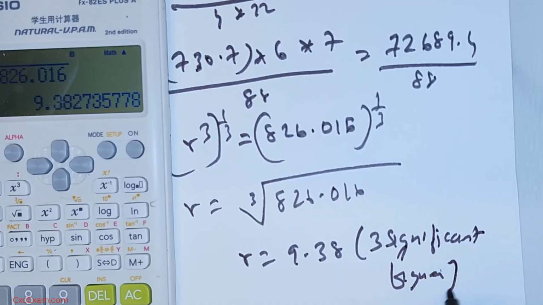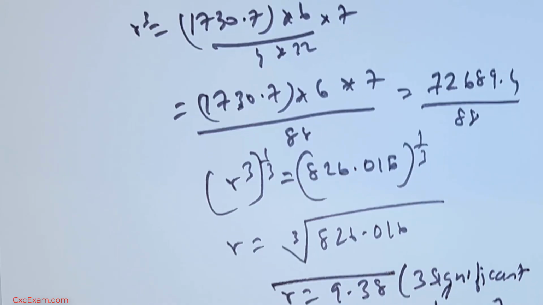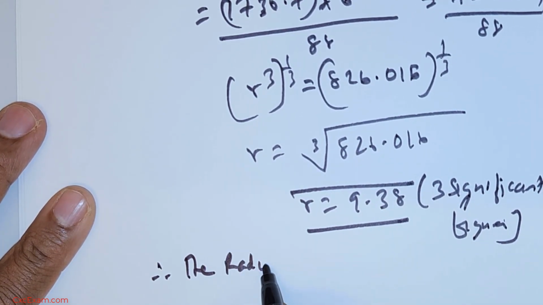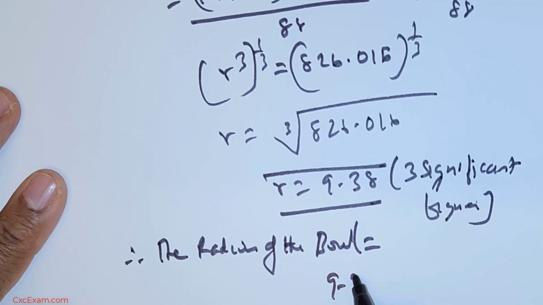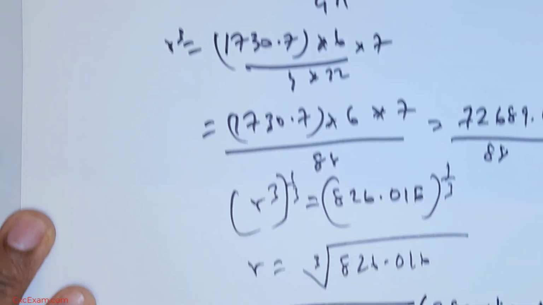Okay, so this is the radius of the board. Probably you can write this down. So therefore the radius of the board is 9.38 cm. Okay, that is the conclusion for this question.